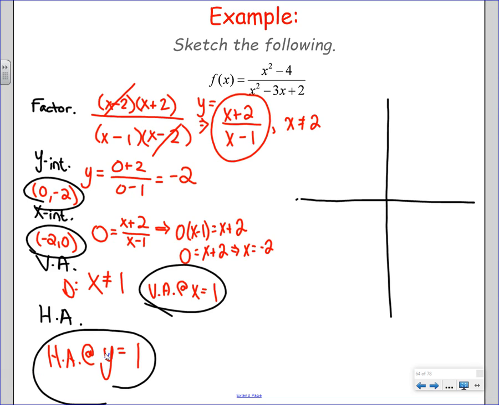So now I can go over here and say, okay, (0, -2). I have a y-intercept at (0, -2). I have an x-intercept at (-2, 0). I have a vertical asymptote at 1. I have a horizontal asymptote at 1.